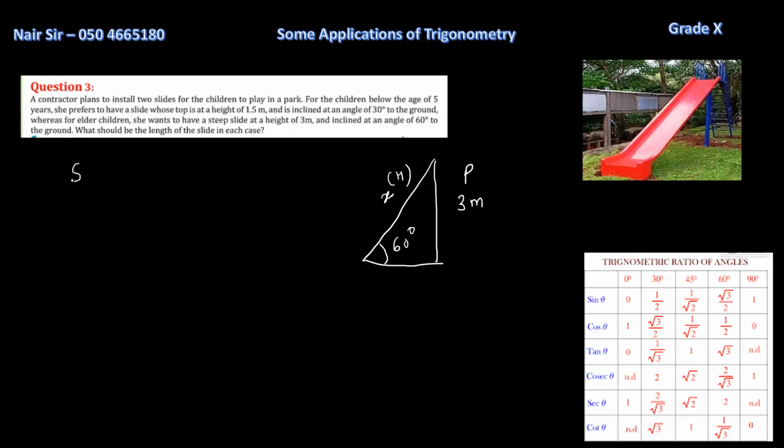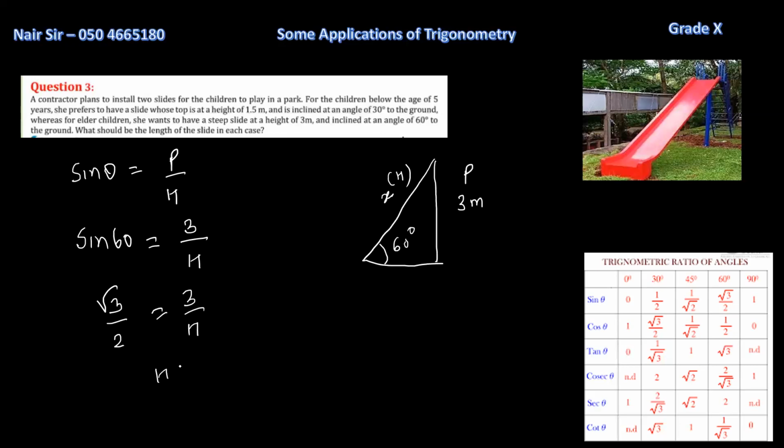Again the same thing. Sine theta is equal to perpendicular upon hypotenuse. Theta is 60, so sine 60 is equal to perpendicular, which is 3, upon hypotenuse. What is sine 60? It is root 3 upon 2. Root 3 upon 2 is equal to 3 upon h. That is, h is equal to 3 into 2 upon root 3.